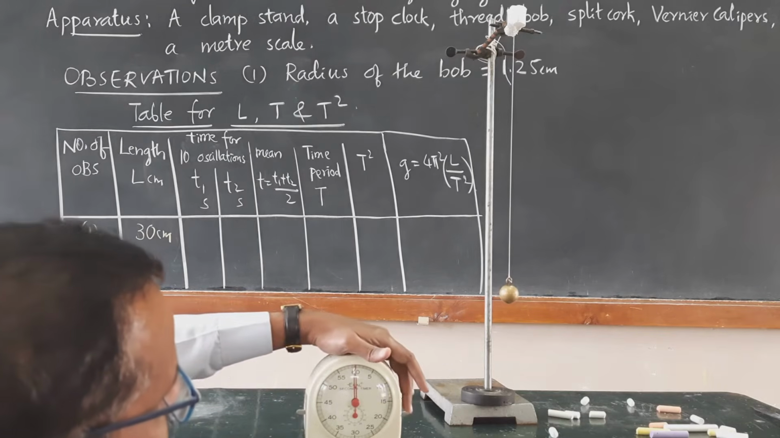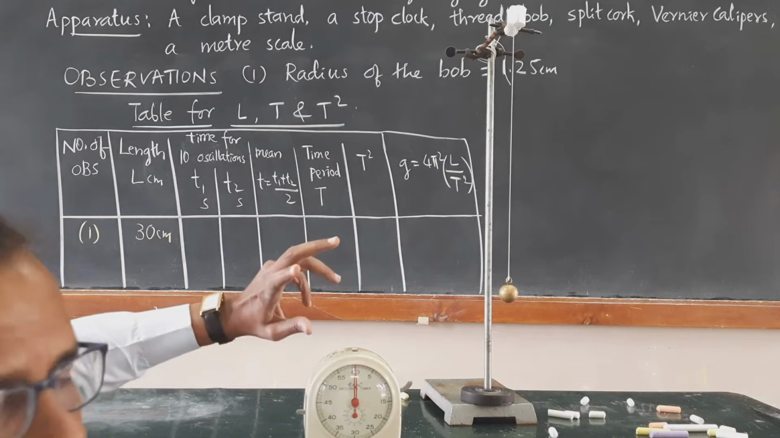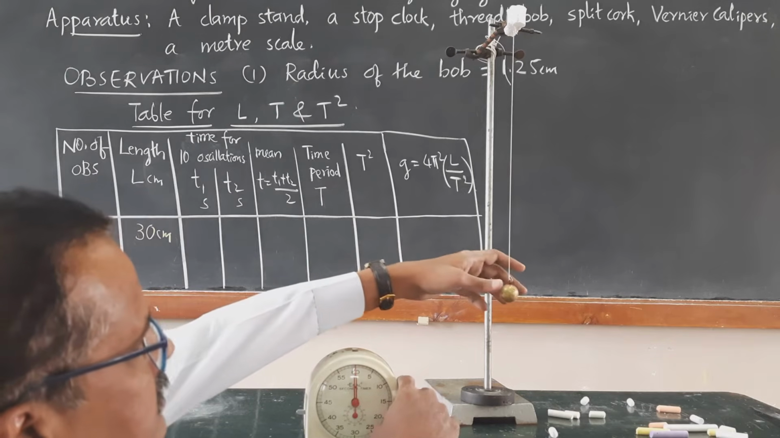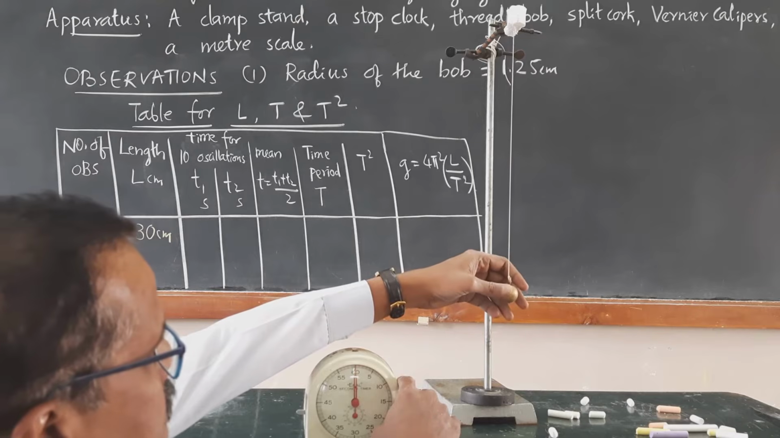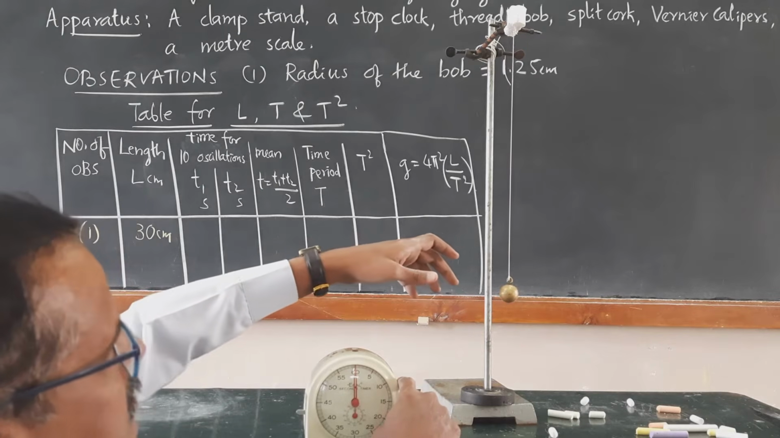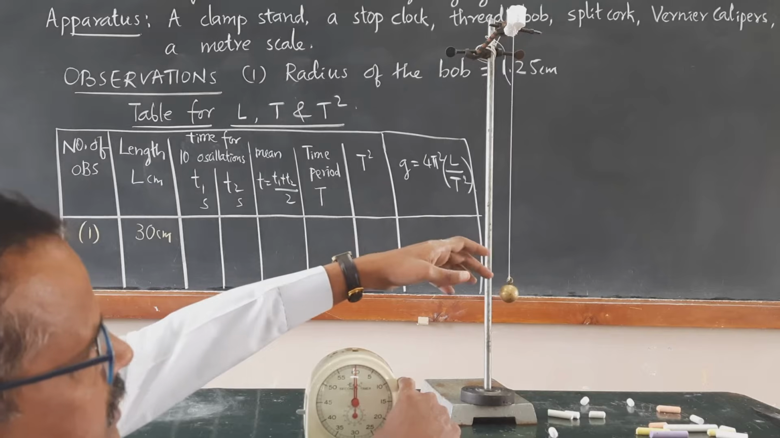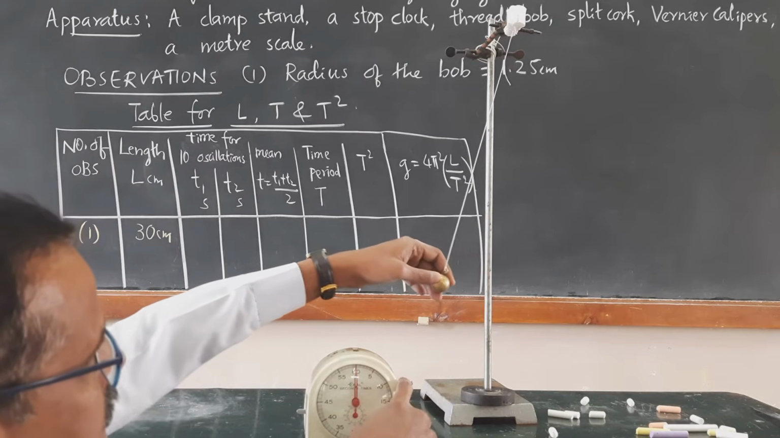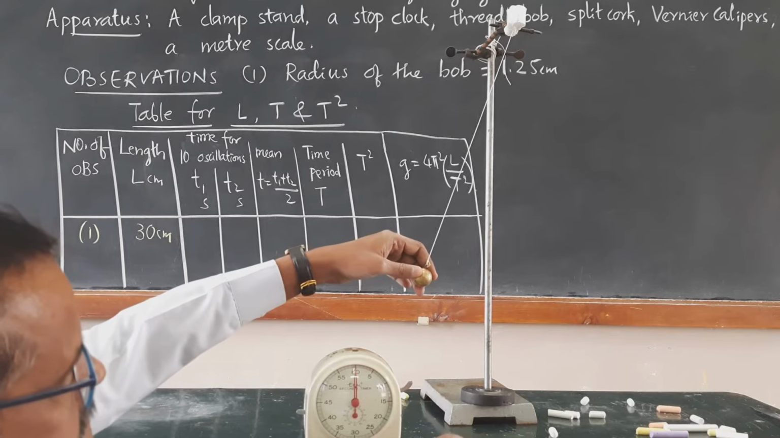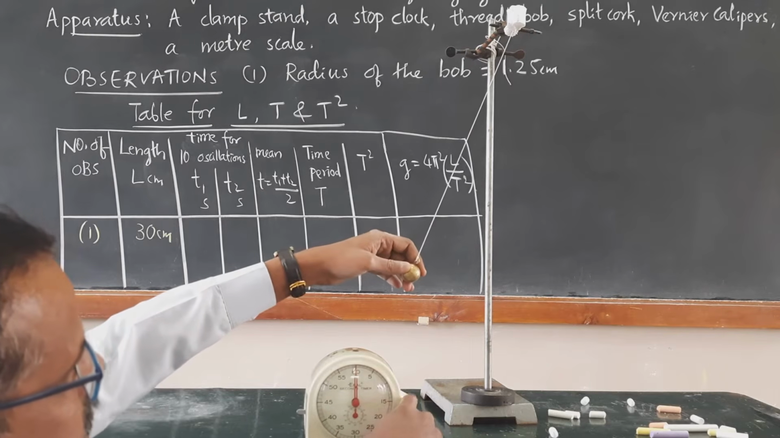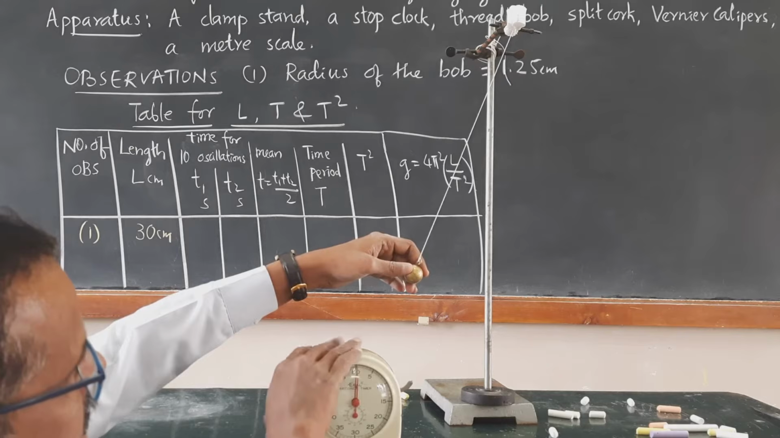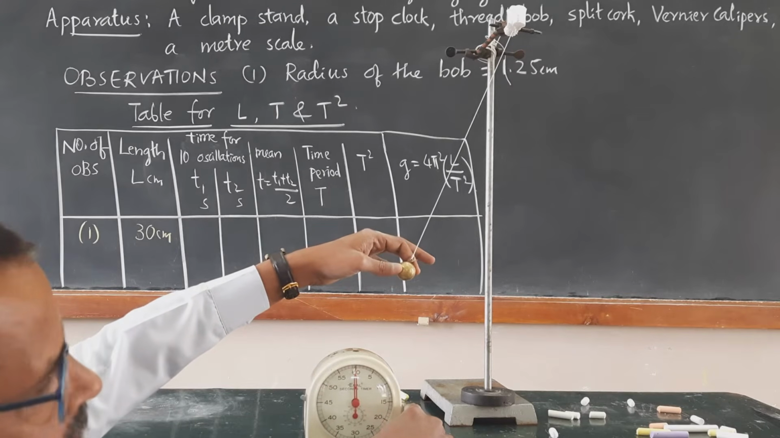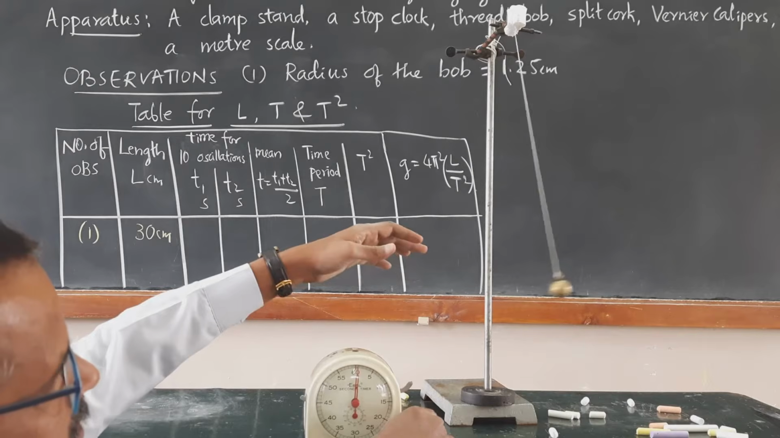Now I will reset it once again for a second observation. Again I will carry out the same procedure, whether the observations are set properly or not, taken properly or not. So again I am taking one more reading. Okay, it is now ready. So I am just doing it: 1, 2, 3.